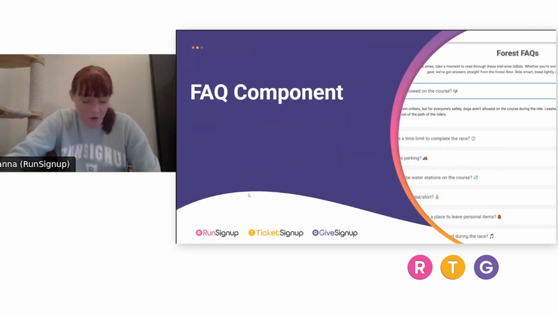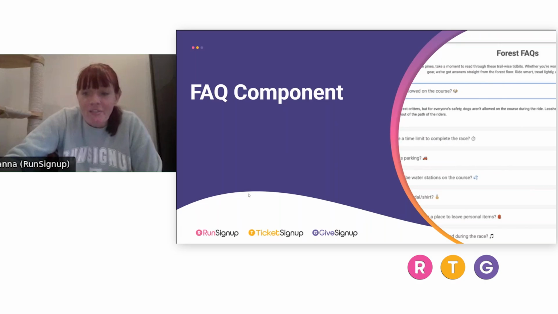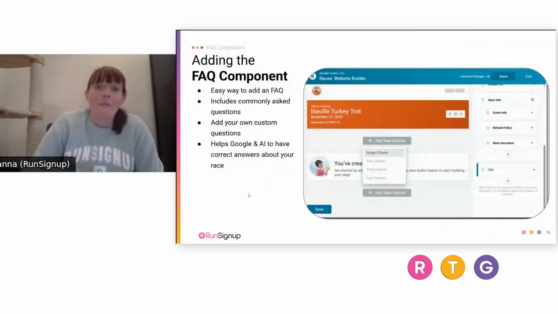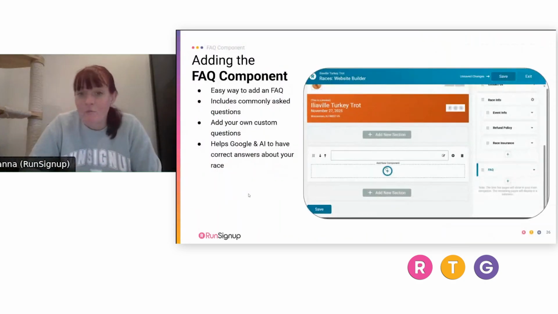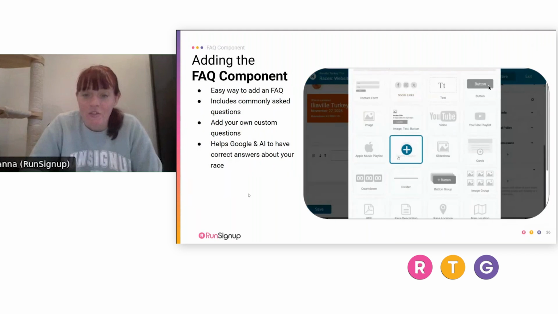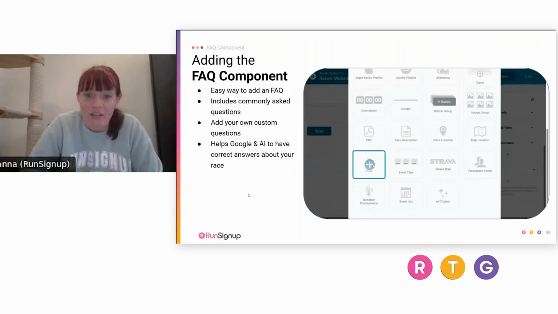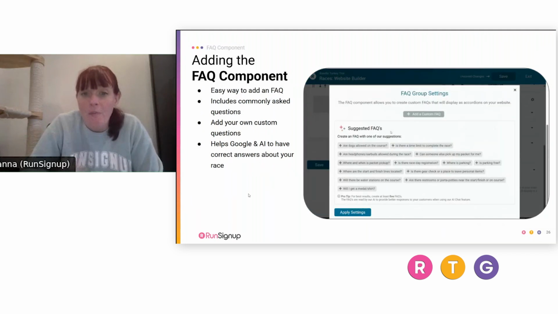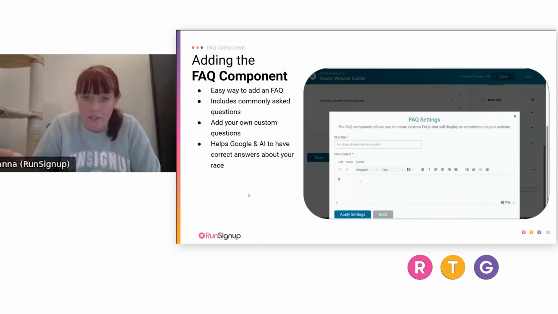Next up is our FAQ component, which is pretty new and pretty cool. Really easy to add. It's going to work just like any component. You can come in and just find your FAQs. That's going to come up with some suggested options. You can just click on them and then add your answer if you have one of those that you want to include in your FAQ.